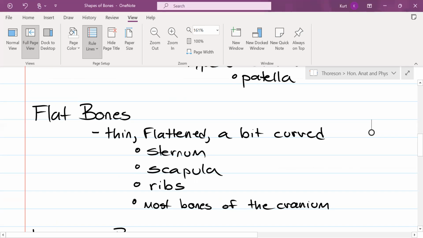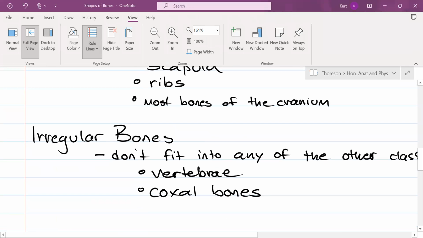And finally, we have the last shape, which is just the reject, I guess you could say. We had to make a category where all of the bones that don't fit in the first three categories fit. We just call these irregular bones. There's really nowhere else to put them. They're not flat, they're not long, they're not short, they're just weird shaped. They don't fit into any of the other classes.